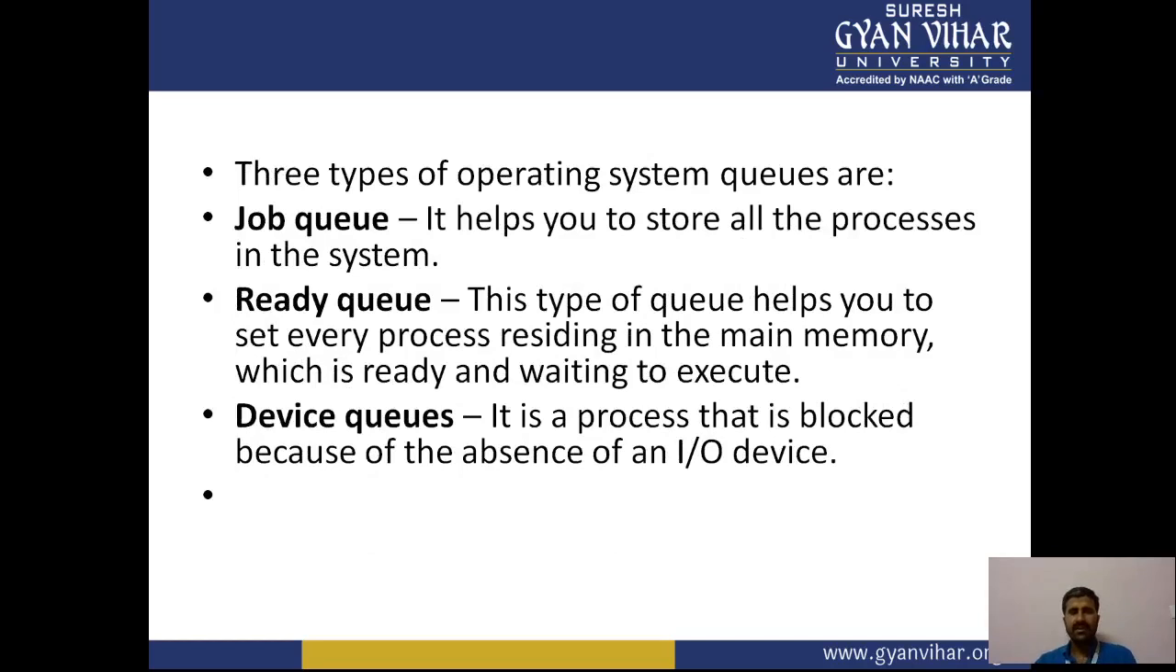There are three types of operating system queues. Job queue: it helps to store all the processes in the system. Ready queue: this type of queue helps you to keep every process residing in the main memory which is ready and waiting to execute. And device queue: it holds a process that is blocked because of the unavailability of an input output device.